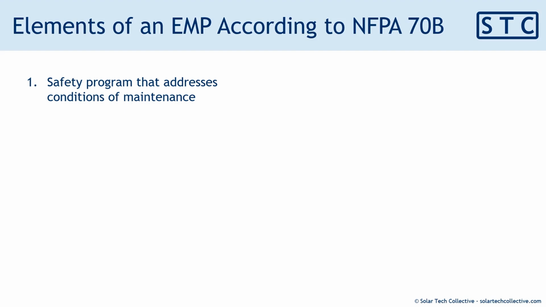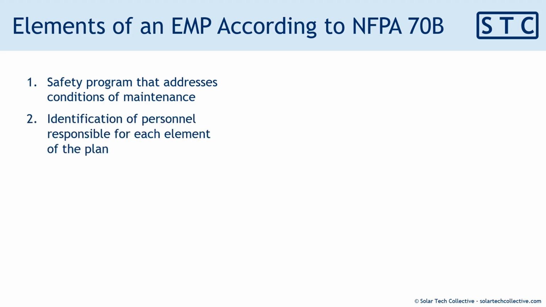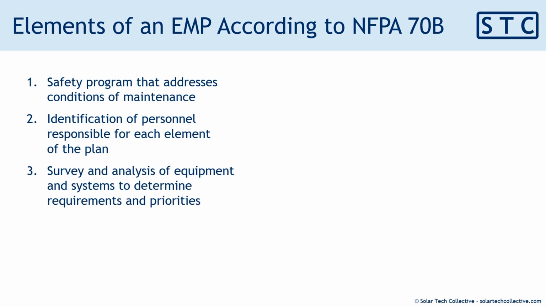This means that the physical condition and potential safety and operational risks for a piece of equipment or system are taken into consideration. Personnel need to be identified and be made responsible for administering and executing each element of the program. The equipment itself and its associated documentation must be examined to determine maintenance requirements and to prioritize them. And not surprisingly, these maintenance procedures must be developed and documented.